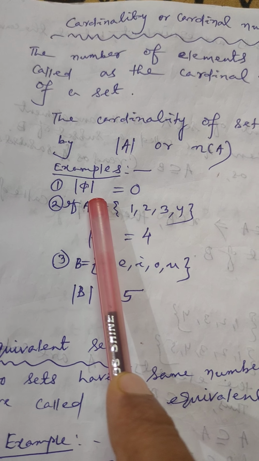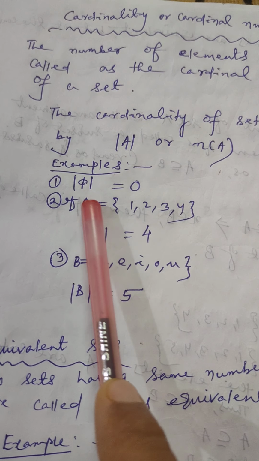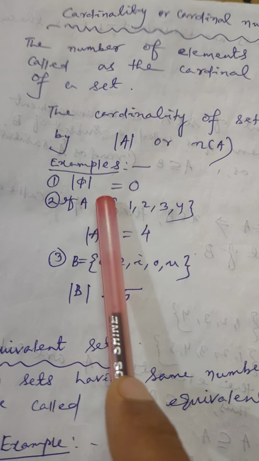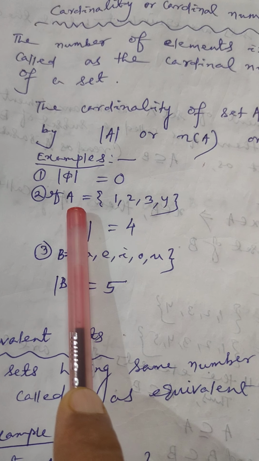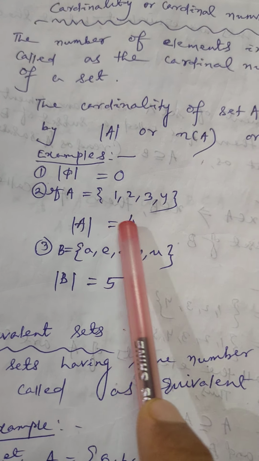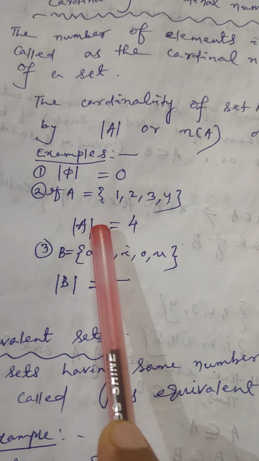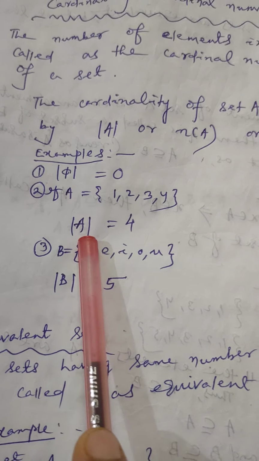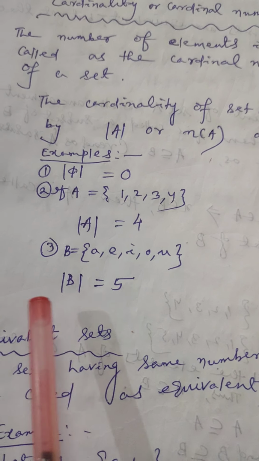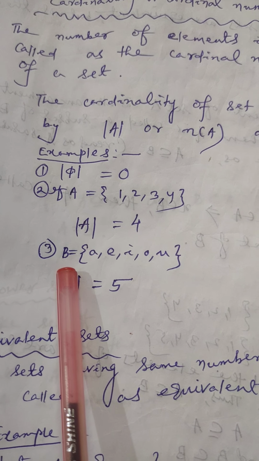Let's consider this set phi. Phi has no elements, therefore its cardinality is 0. Consider the set A. It has the elements 1, 2, 3 and 4. Here A has 4 elements, therefore the cardinality or cardinal number of A is 4. We consider the set B.